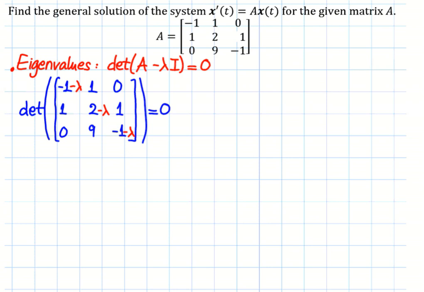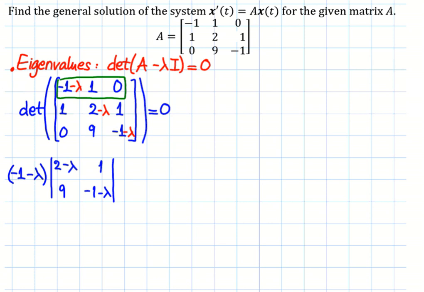For a 3 by 3 determinant, we can evaluate along any row or any column. I choose the first row, so we'll base off the cofactors with the elements on the first row. So the first entry, we have minus 1 minus lambda. Now, if we cover the row and the column containing that entry, what we are left with is this 2 by 2 matrix, and we just evaluate the determinant of that 2 by 2 matrix. So we'll have 2 minus lambda, 1, and 9, minus 1 minus lambda.